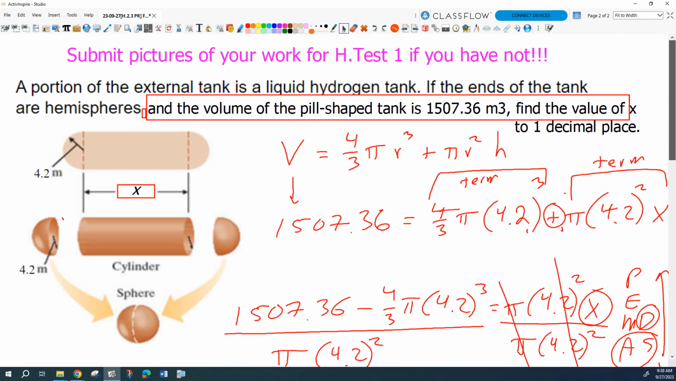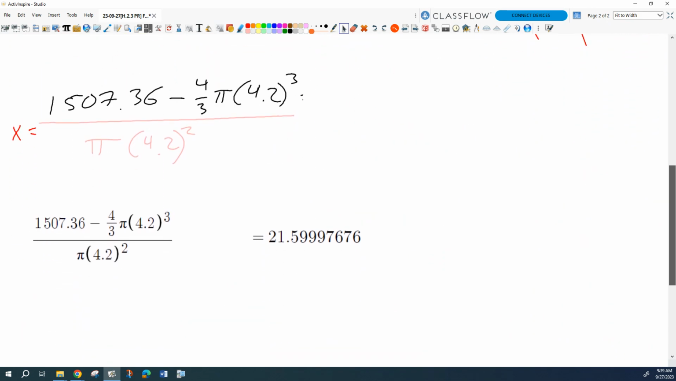How many places did we want? To 1 decimal place. So what does that round to? 21.6? Okay, and what kind of symbol do I want to put there? Do I want to put an equal sign? What do I put? Oh, okay, good. I'm putting an approximately equal to sign, right? It's approximately equal to 21.6.